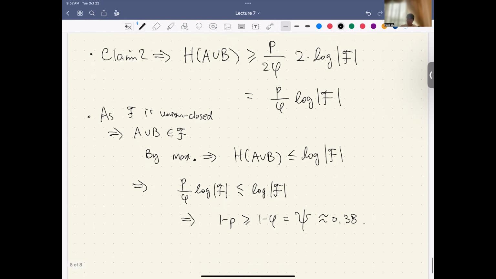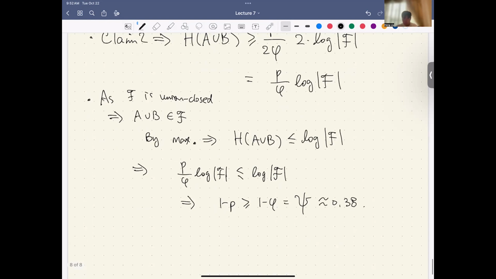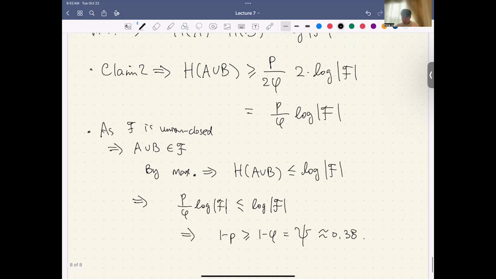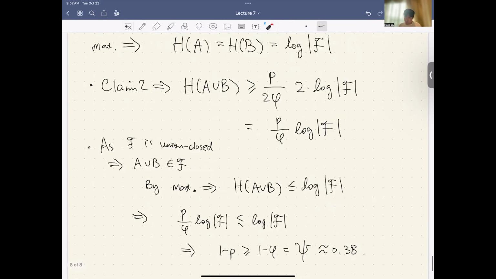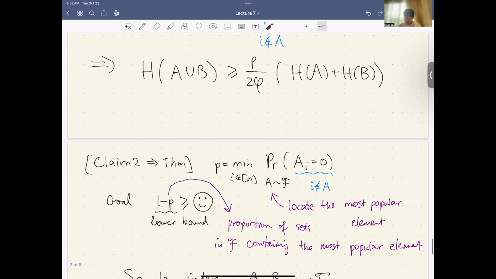Okay. Any questions so far? This is where we use union closedness. We are left to show this claim 2.